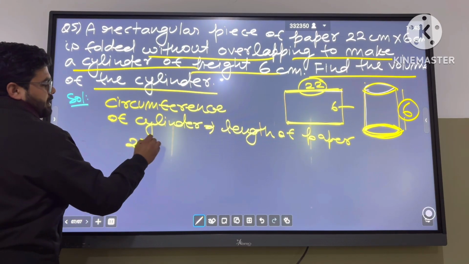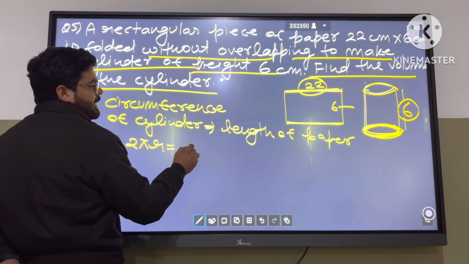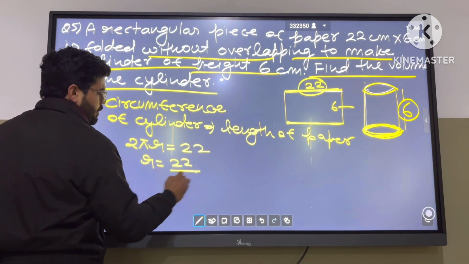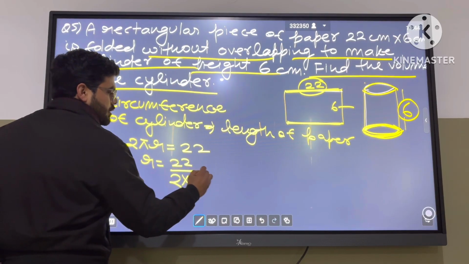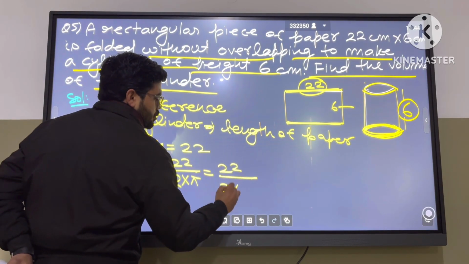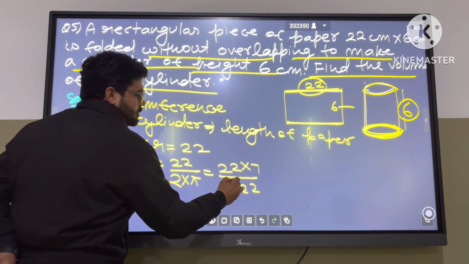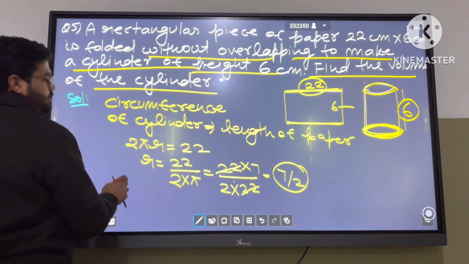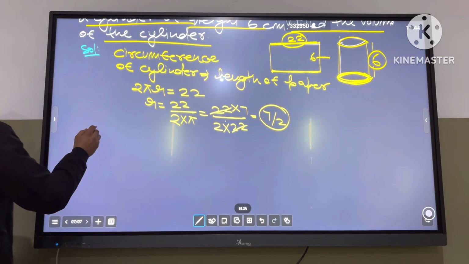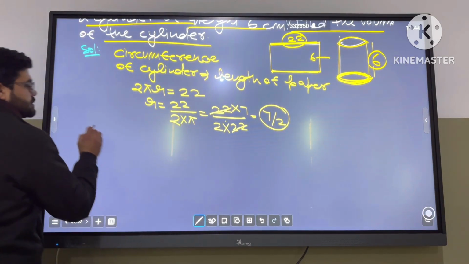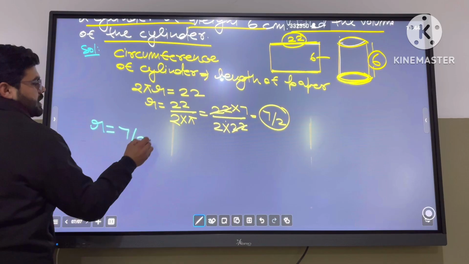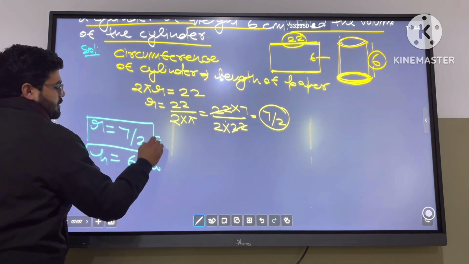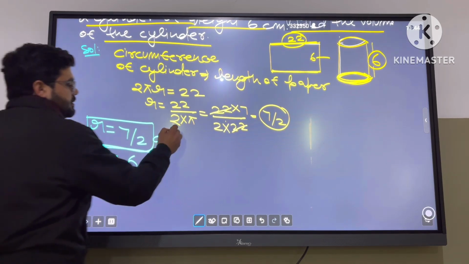Circumference is equal to 2 pi r. Length of paper is 22. r is equal to 22 upon 2 pi, value of pi 22 upon 7. 2 into 22 upon 7. 22 cancels out, so the answer is 7 by 2. 7 by 2 is the radius for this question. So for this question, we will use radius 7 by 2 centimeter and height equal to 6 centimeter. So dear students, find the volume.